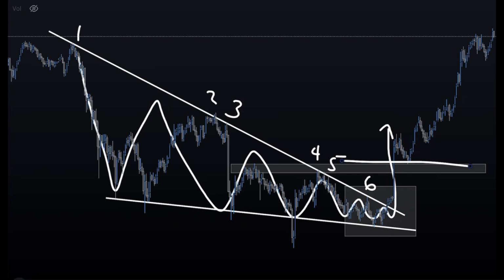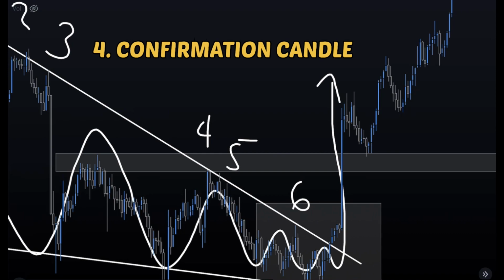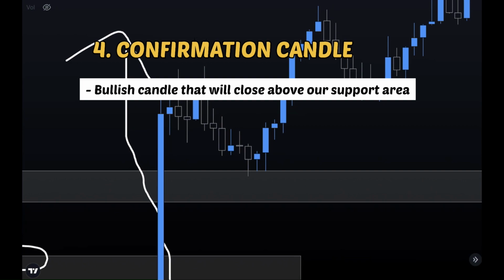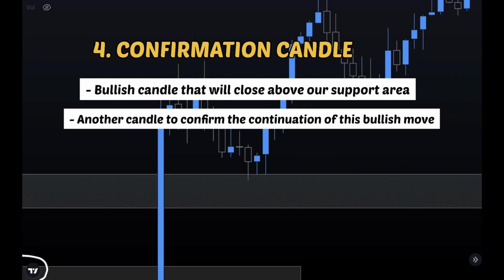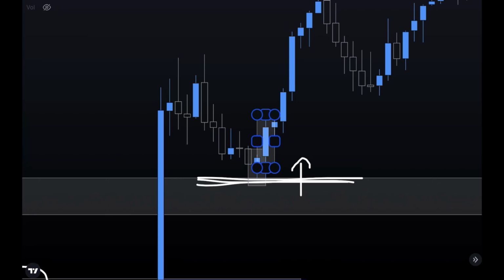Now, the fourth one that we are looking for is our confirmation candle. So, what do we mean by that? We are looking for a bullish candle that will close above our now support area, and if possible, another candle to confirm the continuation of this bullish move. So, in this example, we have this candle closing above our now support area and another candle with a big-sized body supporting a continuation of this buying momentum.